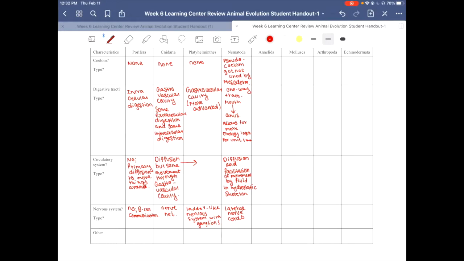And for the Annelida, we're going to see a schizocoelom that's going to be formed where the mesoderm splits. So we have schizocoelom that's formed from mesoderm splitting.